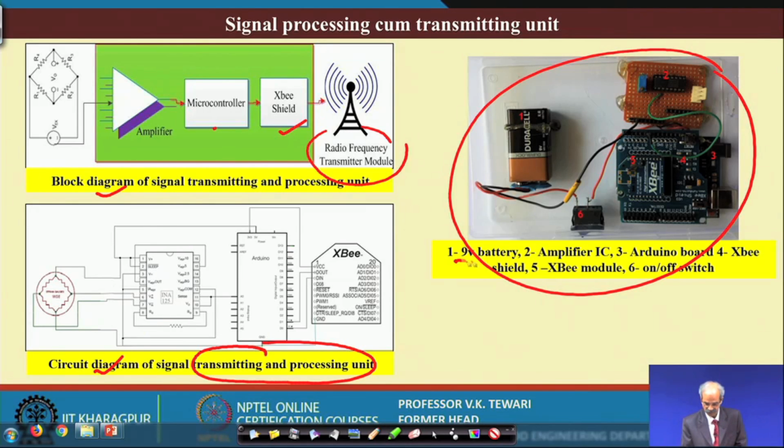You can see here there is a battery, 2 is the amplifier, 3 is the Arduino board, 4 is the XBee shield, 5 is the XBee module, and 6 is the on and off switch. So, these details are all given over here, the actual ones which were used in the system. So, this is the processing cum transmitting unit over here.